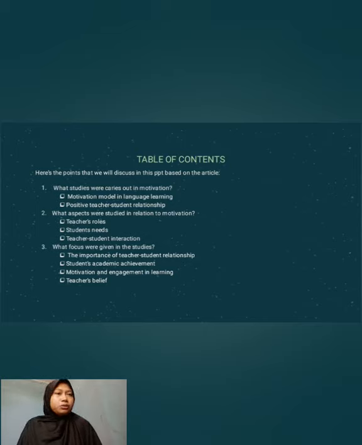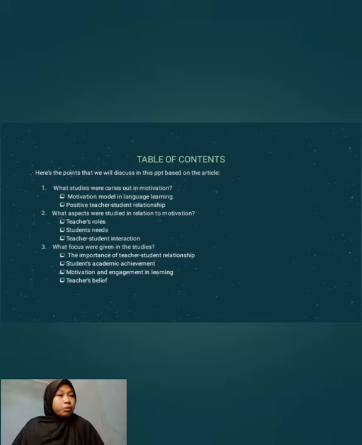The first one is what study work carries out in motivation. The second one is what aspect were studied in relation to motivation. And the last one is what focus were given in the studies. In terms of the point what study work carries out in motivation, we will explain about motivation model in language learning and positive teacher-student relationship.